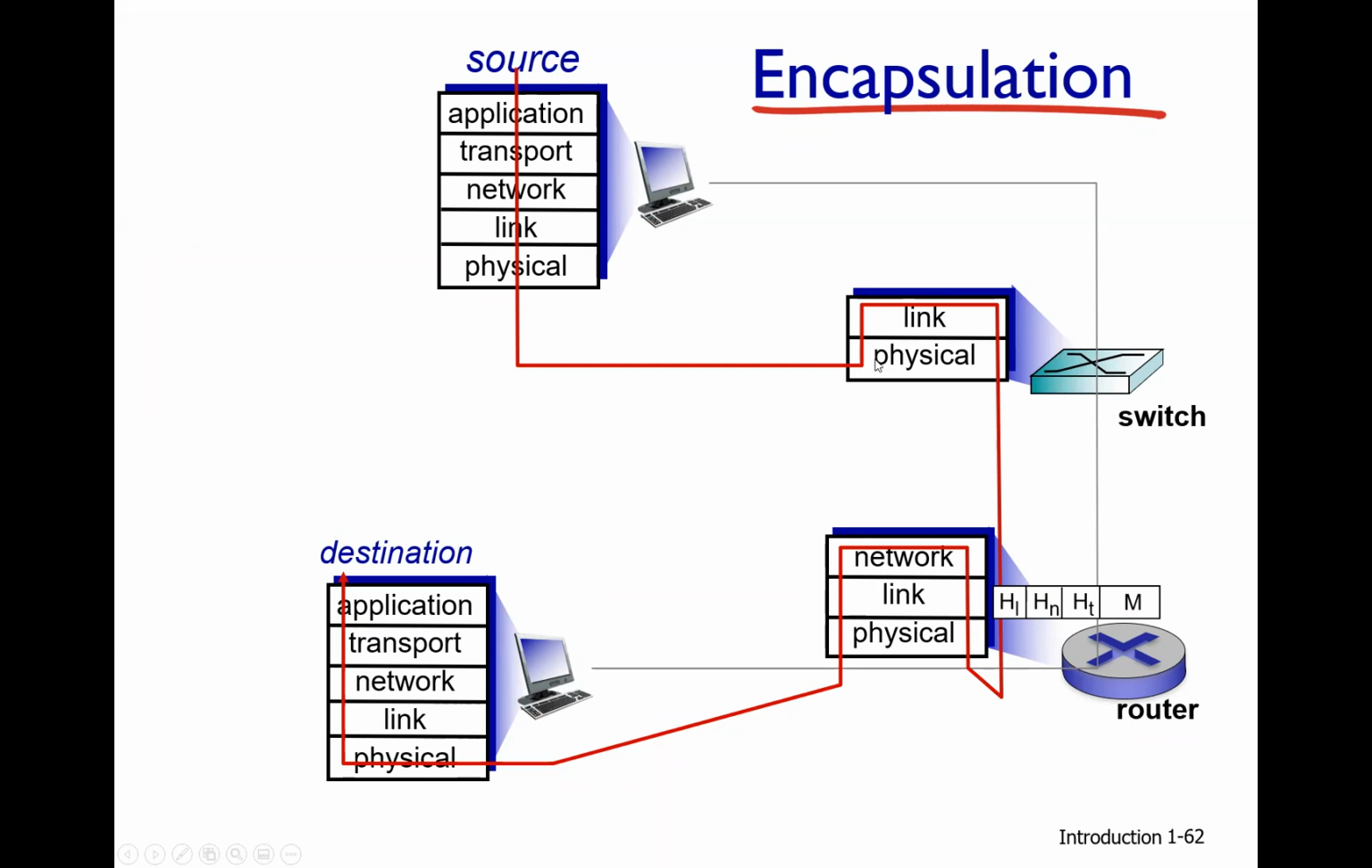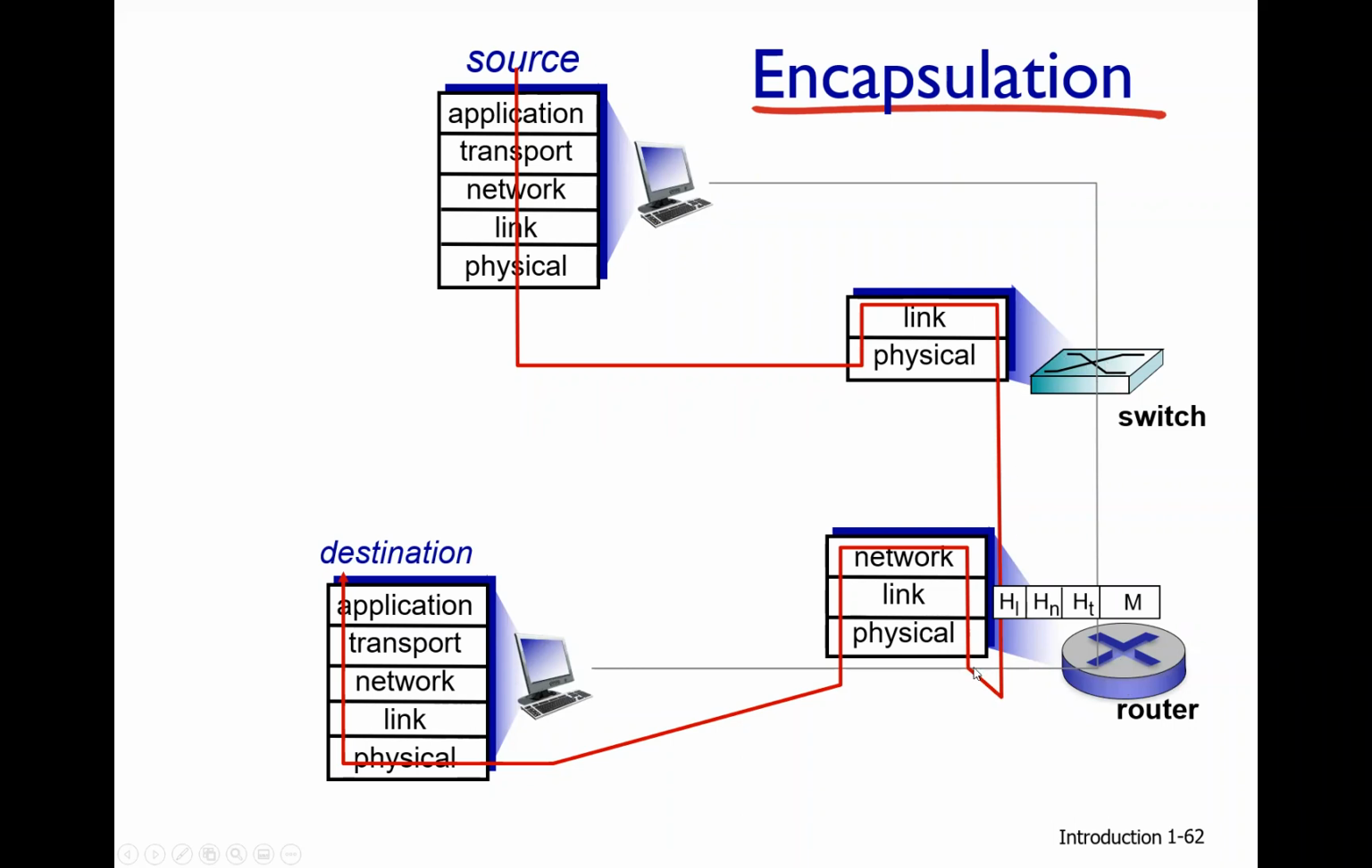In the switch's case, it only implements physical layer protocols and link layer protocols. So it will take out the physical layer message and examine the link layer frame and act accordingly. By examining that link layer frame, the switch will forward the message to the next hop. In our example, the next hop is a router, and it goes through the same process.